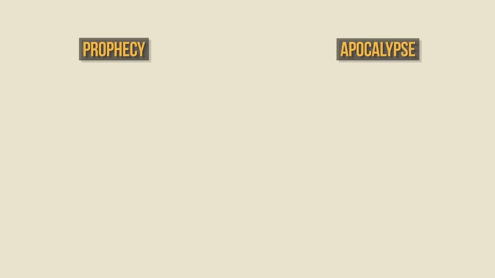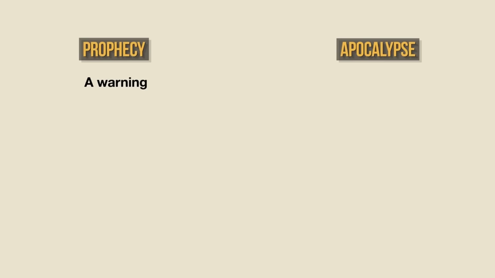But before we do that, I need to explain two terms: prophecy and apocalypse. Both are words that relate to the books of Daniel and Revelation. When people hear the word prophecy, what they usually think of is a prediction about the future. But in ancient Judaism, that's not what prophecy meant. A prophecy was simply a warning.